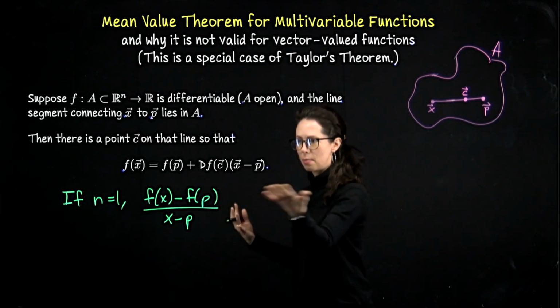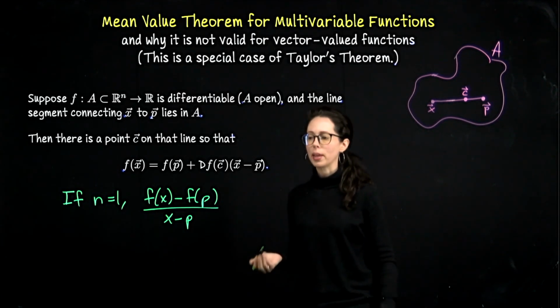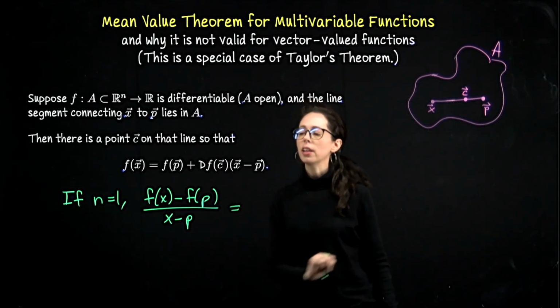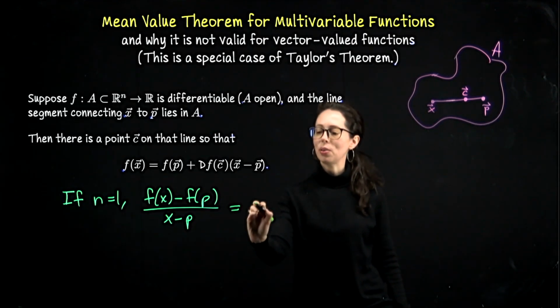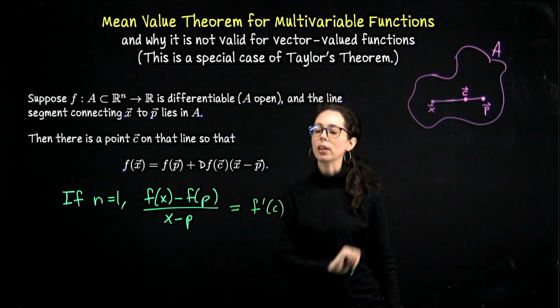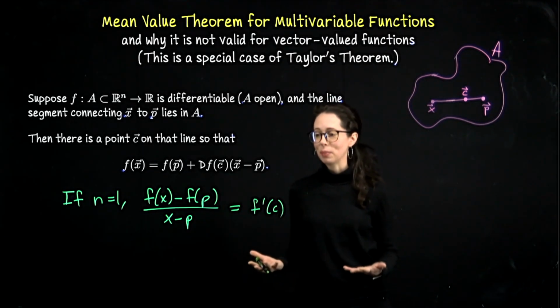Okay, so I just rearranged, I brought the x minus p over because that's something we're allowed to do when our domain is one-dimensional. And then on the right-hand side, we have df at c, but that's kind of funny notation to use when you're looking at a single variable function. So I would call that f prime of c. And then this is our familiar mean value theorem.